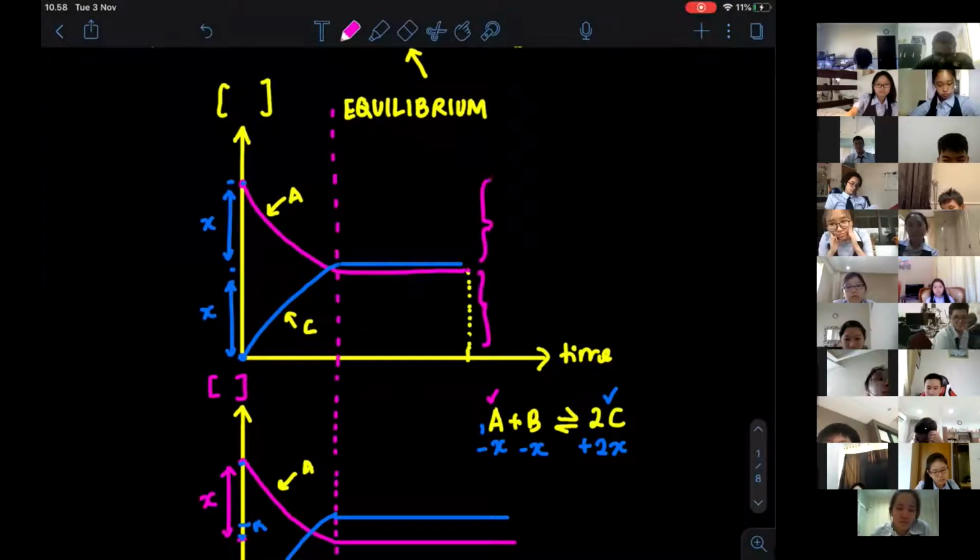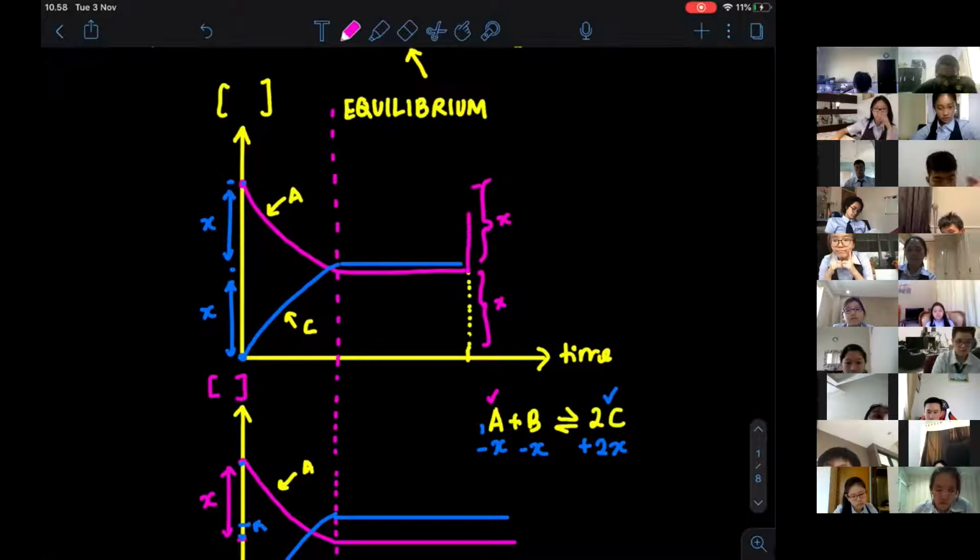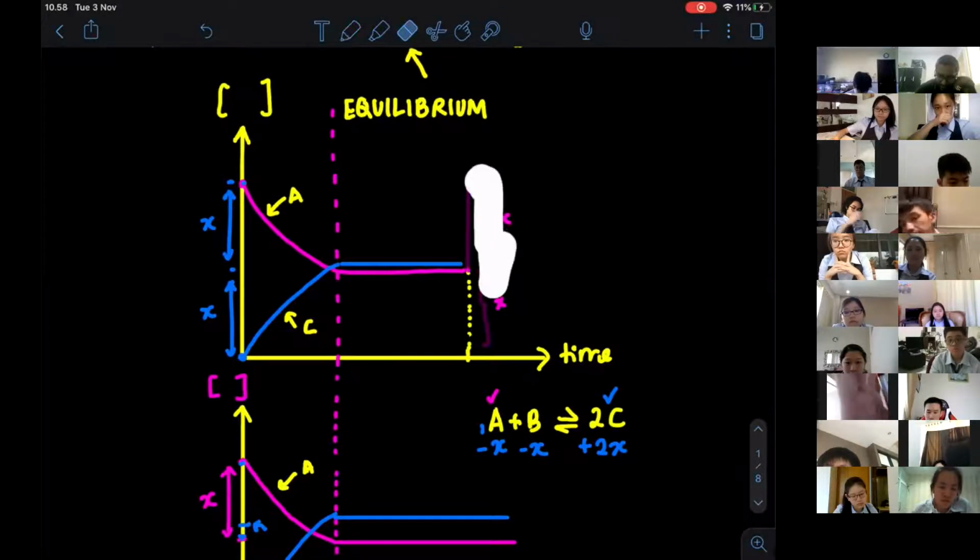So it means, let's say this is X, this is going to be roughly X to become like this. It means the graph suddenly changed to this. It's a straight line up. Okay, let me draw again.